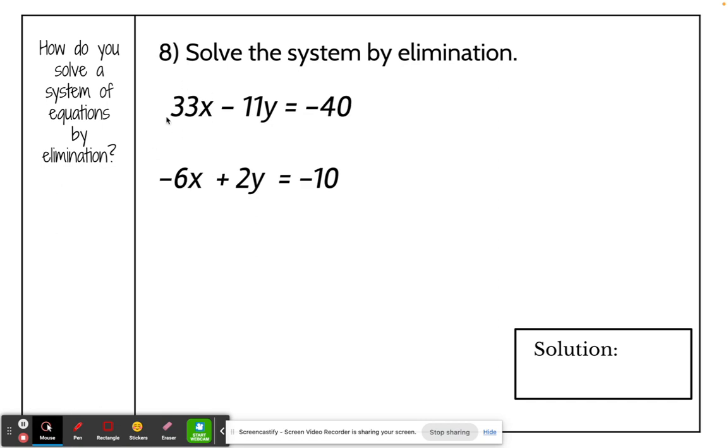Okay, example number 8, I'm going to solve using elimination again. I have 33x minus 11y equals negative 40, and 6x plus 2y equals negative 10. I have a negative and a positive here and here. I kind of feel like multiplying my top equation by 2 and my bottom equation by 11 will give me easier numbers to work with.